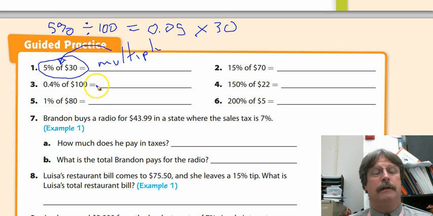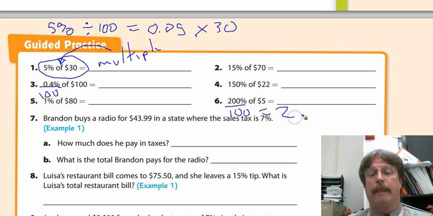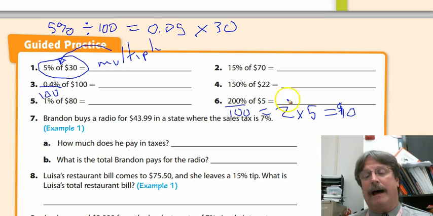0.4% of 100 is going to be some value. Again, always divide by 100, okay? Take your percentages. So like if I take 200 and I divide that by 100, it's going to equal 2. So 2 times 5 is going to equal 10. So 200%, which is double that, is going to equal $10. So that kind of makes sense there, okay? If I double my 5, doubled. I hope that works out for you.